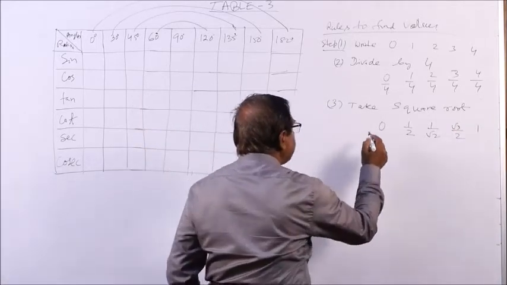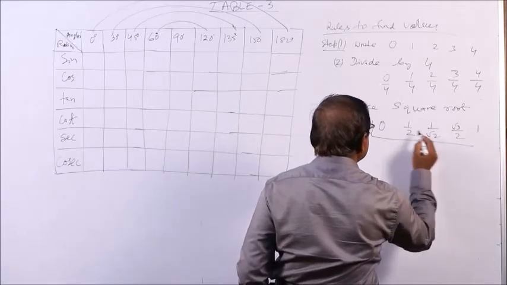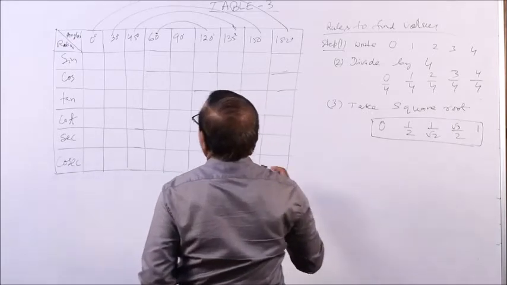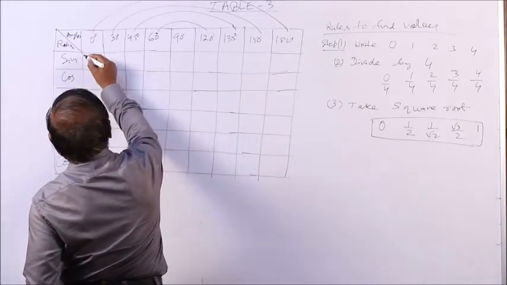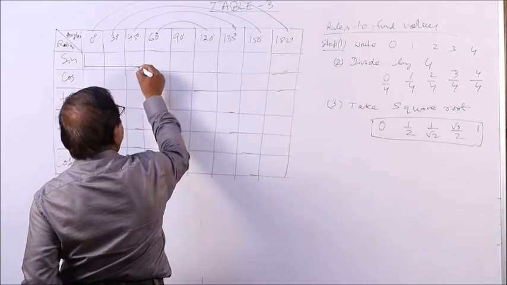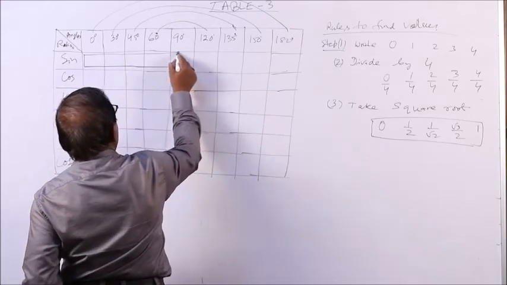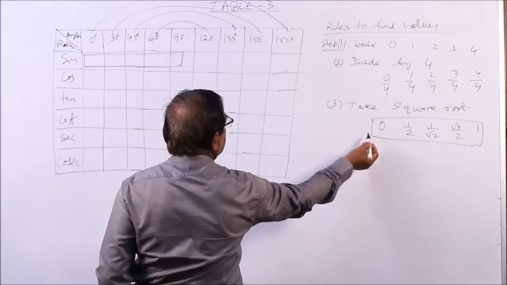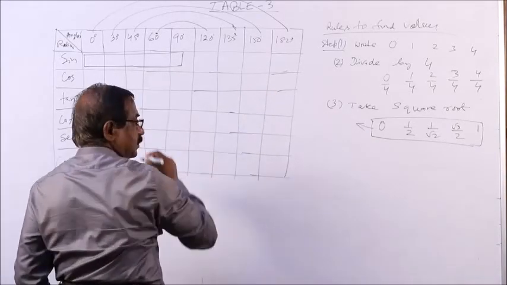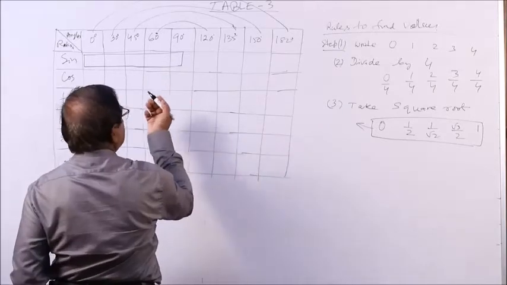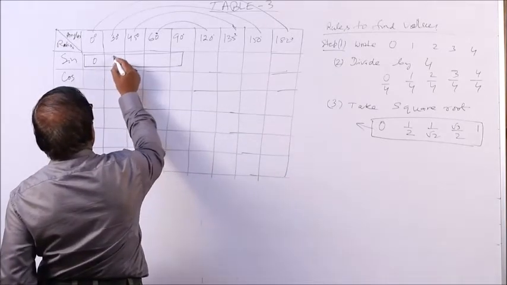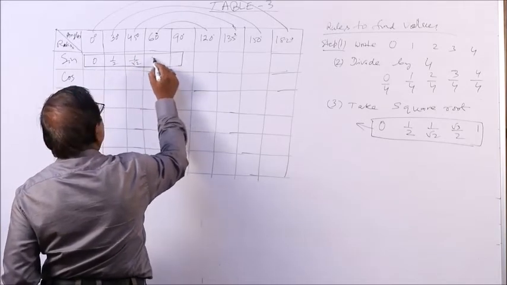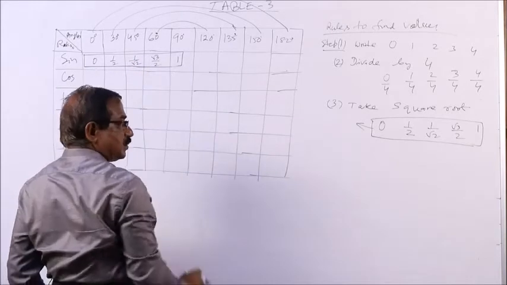Please put these values here. Take this box and shift it to this place. So this is 0, half, 1 by root 2, root 3 by 2 and 1.